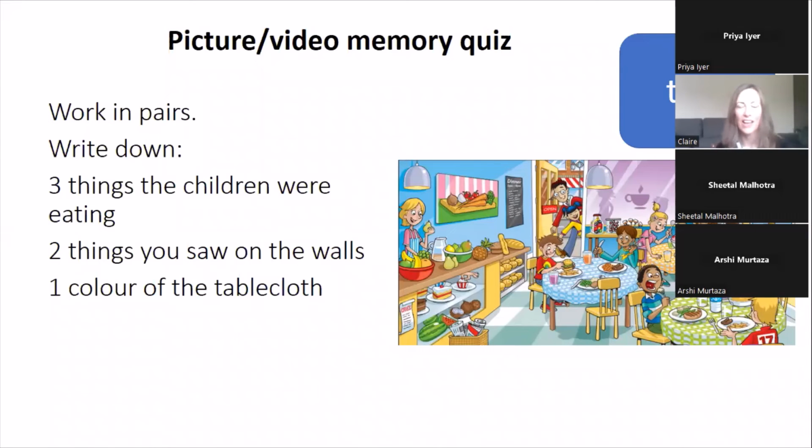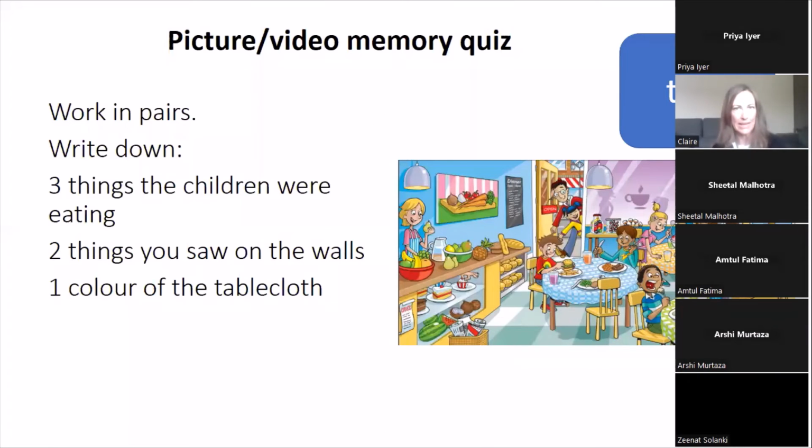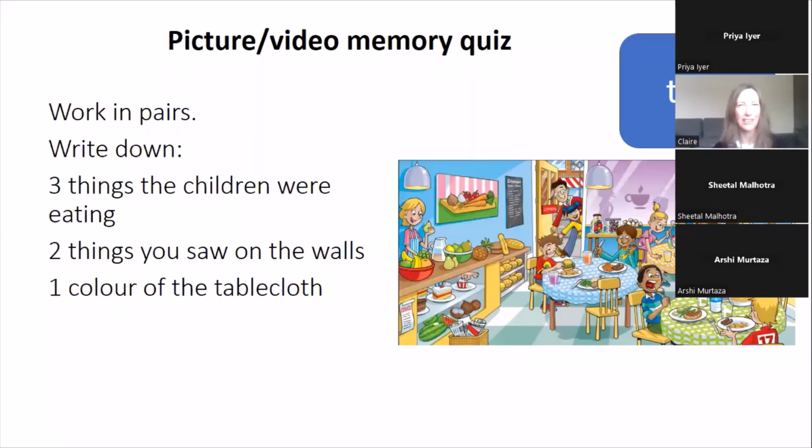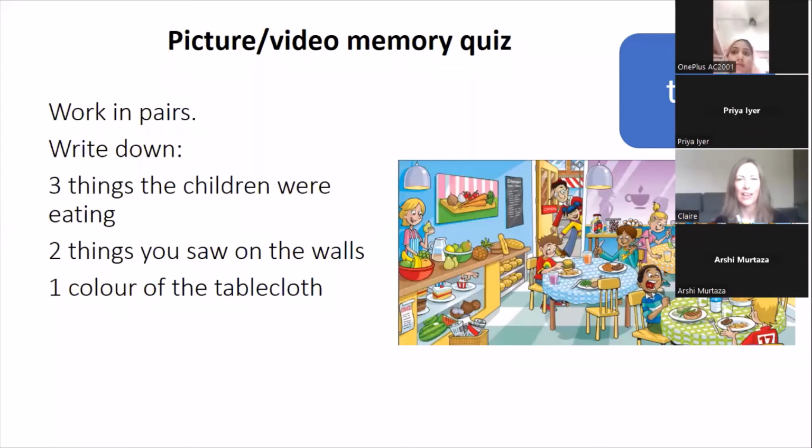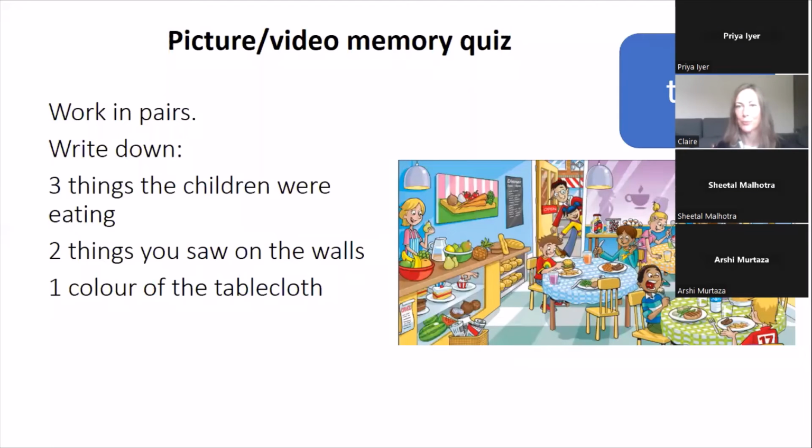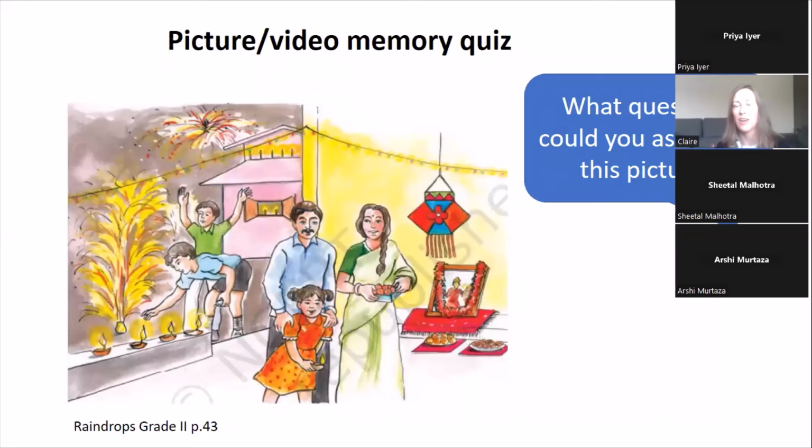Now, this picture is from Cambridge Assessment resources for the A1 Starters exam, and you can get this for free on the internet, and that's good because it's A1 level vocabulary. So there are lots of beautiful pictures like this in this booklet that show the vocabulary that children are learning at A1, at real beginner level. But you don't need to use that because you've already got pictures in your book, haven't you? Here's one from Raindrops, grade 2.